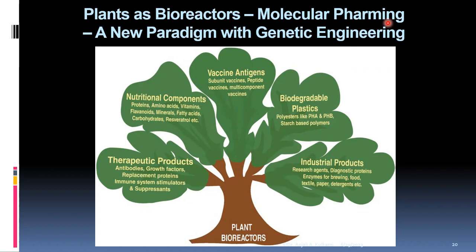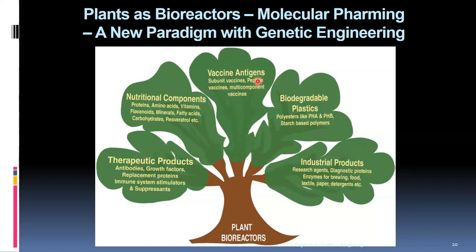So obviously in India, none of this research is done because India is still not permitting a lot of trials for genetically modified crops. But in Western countries, these have been routinely done. And then again, one example from Japan I'm going to show you in my subsequent slides. So here, so many properties people have tried to improve. So you have therapeutical products, nutritional components, vaccine antigens.